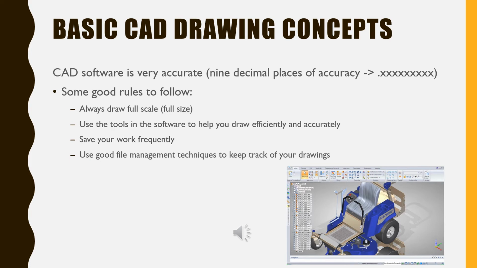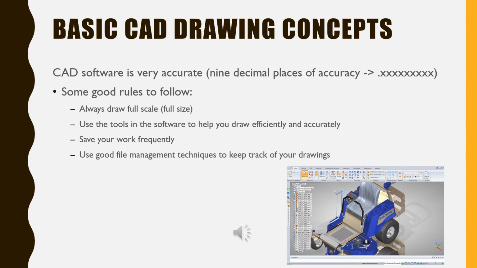I'm going to go over a few basic concepts with computer-aided design, and we'll cover these multiple times throughout the semester. CAD software is incredibly accurate. You're talking about 9 decimal places of accuracy as opposed to drawing with a pencil and paper, which would be like a 32nd of an inch. So that's 2 or 3 decimals on a good day. So in order to use the power of CAD, you need to learn how to do it properly.